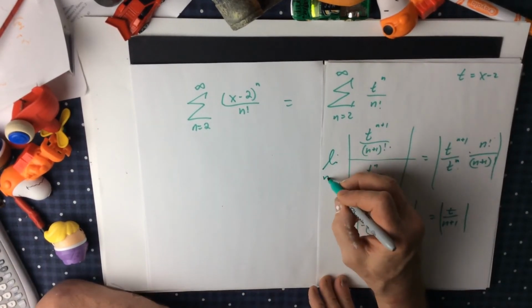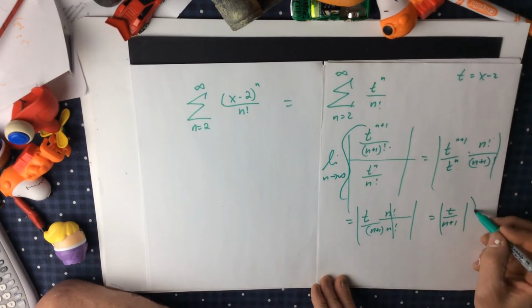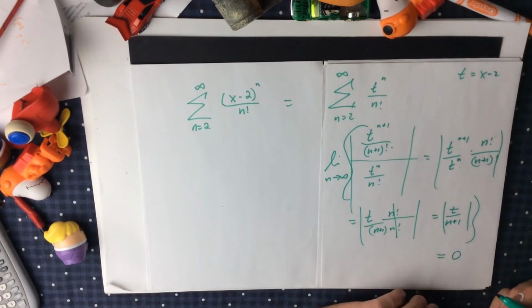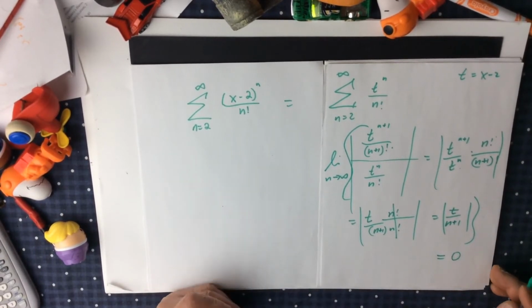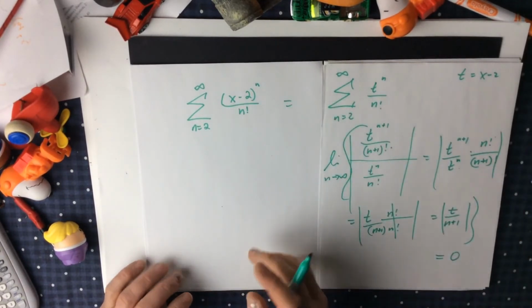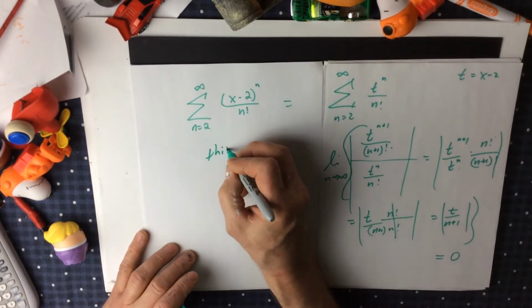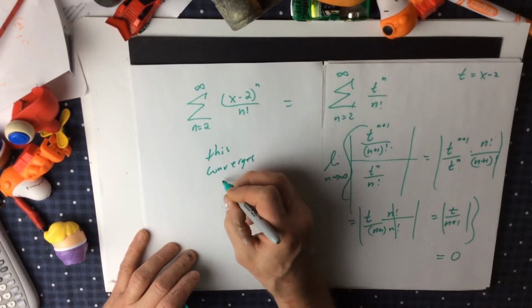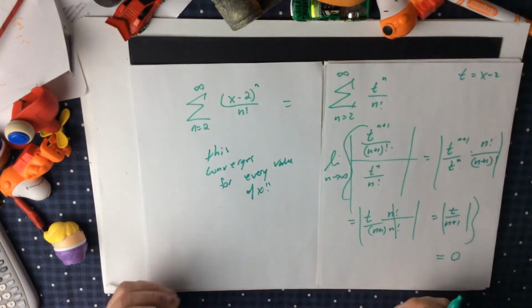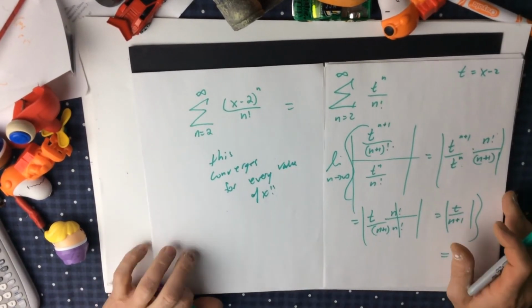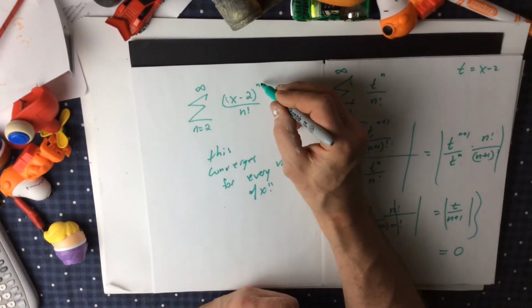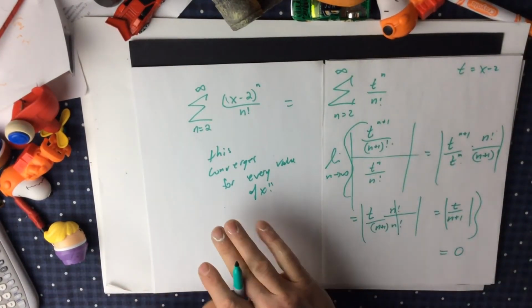And now if we take the limit as n goes to infinity of this, t is a fixed value. It's going to be some number. Guess what? This goes to 0. So this is a strange situation. No matter what the value of t, this always converges. No matter what the value of x, this always converges. This converges for every value of x. Oh my goodness. It's a series that doesn't matter which x you put in, it's going to converge. Now, why did that happen? Well, because an exponential, something to a power, is always less than a factorial.